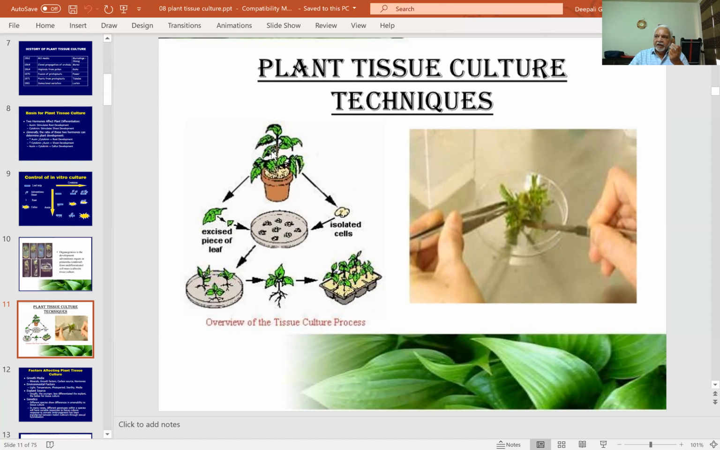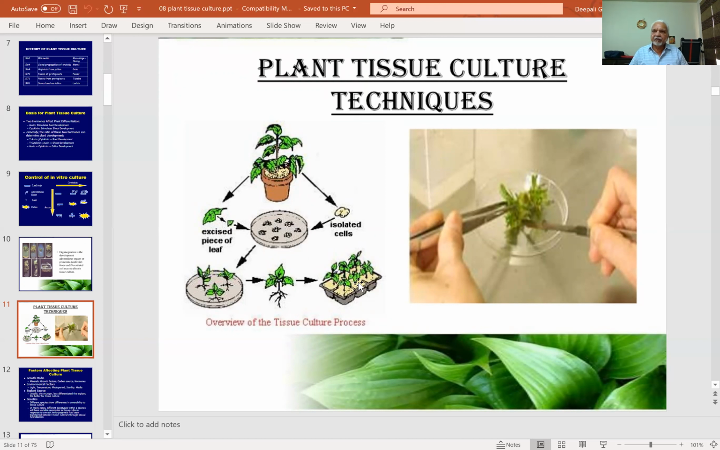I mean, you can have the plant, you take the explant or the single cells, put it on a nutrient media with growth regulators, and you have the regeneration of the plants, and then the plants are taken to pots. But then, how is it achieved as a technique? What is done? That is very interesting to know.